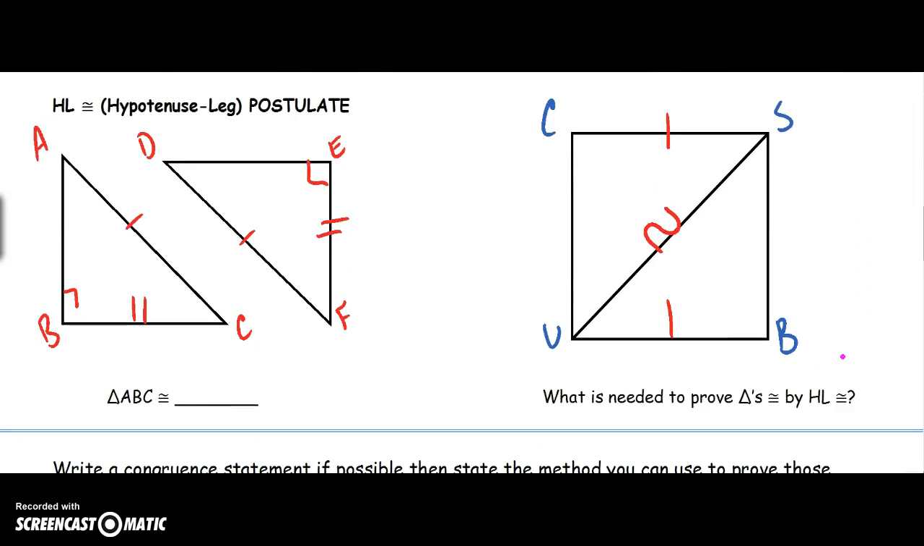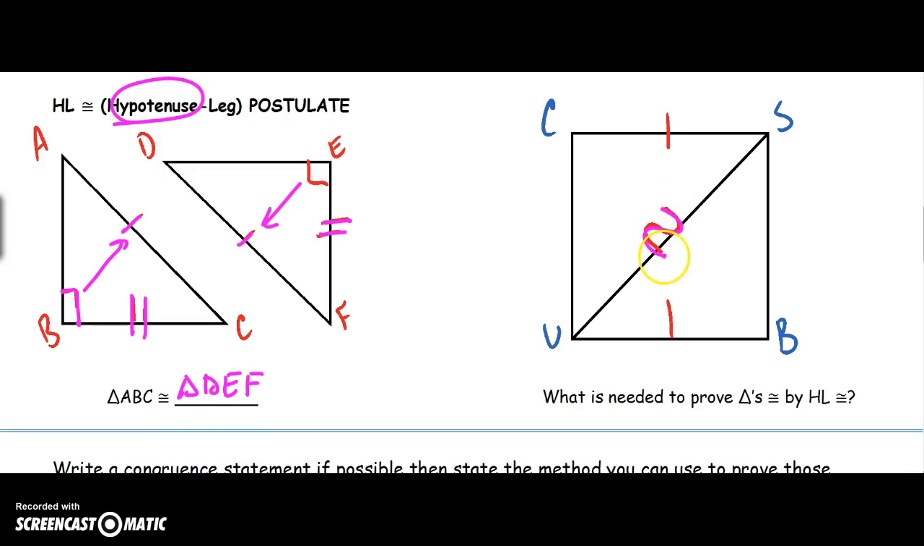The last one we're going to look at is hypotenuse leg. Hypotenuse leg is when you have a right triangle, because that's the only time you can ever have a hypotenuse. So if you have your hypotenuse, you look straight across from it, and if you have a right angle, you look straight across from it. If your hypotenuse is congruent, that's your H, and then one of the other sides has to be congruent as well, which is your L. So this is congruent by H, hypotenuse, L, leg. So triangle ABC is congruent to triangle DEF.